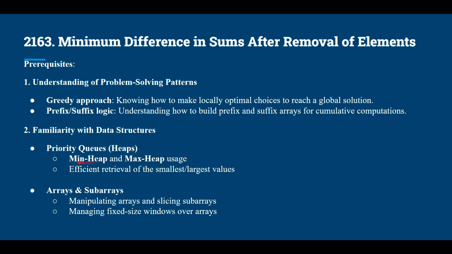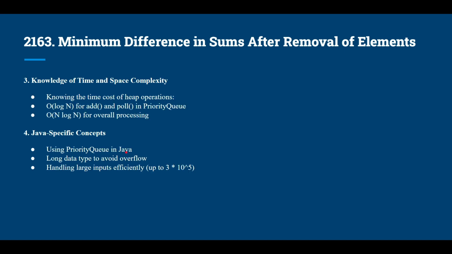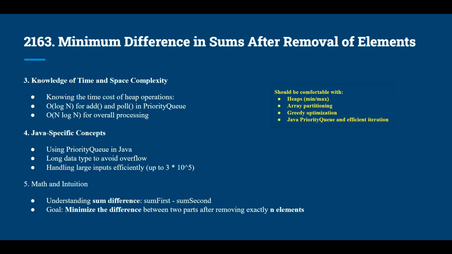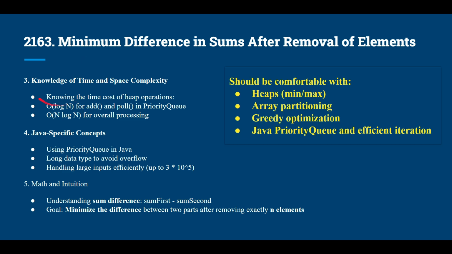So what is min heap and max heap? Why are we going to use this priority queue in today's problem? Because min heap or max heap is used where we need faster retrieval of the smallest and the largest element. There we will use the priority queue. Apart from that, these are the prerequisites, and we'll understand why we are going to use these concepts.